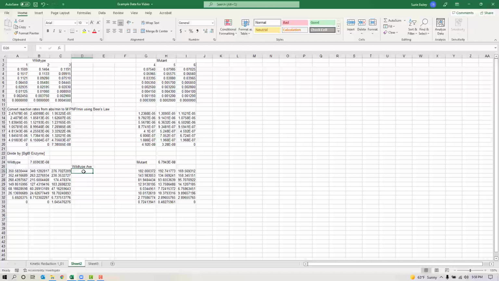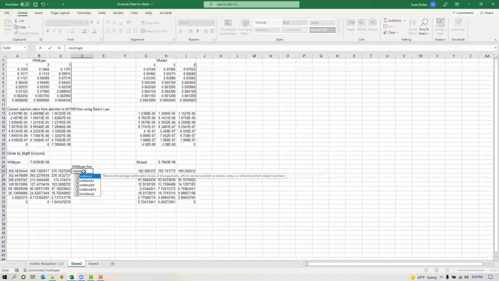So again, click on the cell that you want the answer to appear in, type an equal sign, and we tell Excel we want it to calculate an average by typing average, and you'll see that function pop up here. You can either double click on that and you'll get an open parentheses, or just type an open parentheses. And now what you need to do is click and drag to select the 3 replicate data points that you want Excel to determine the average of.